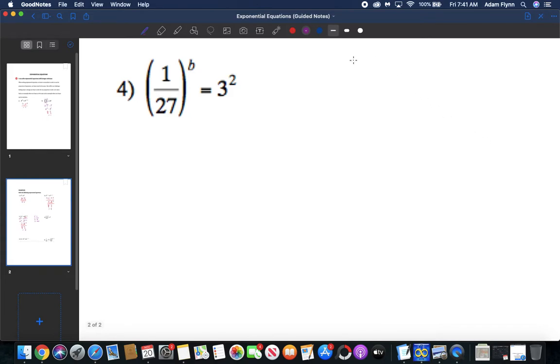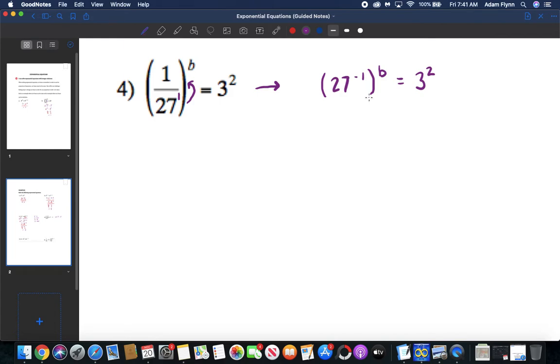Okay, so number 4 reminds me of our second example problem way up at the top on the first sheet. Okay, I've got 1 over 27 to a power of b equaling 3 to the second power. So because of that second problem on the first sheet, I know that I can give this 27 a power of 1, and to get rid of the fraction, I can cross the line and switch the sign. So if I do that, write my new equation over here, I've got 27 to the power of negative 1, all to a power of b, equaling 3 to the second power.